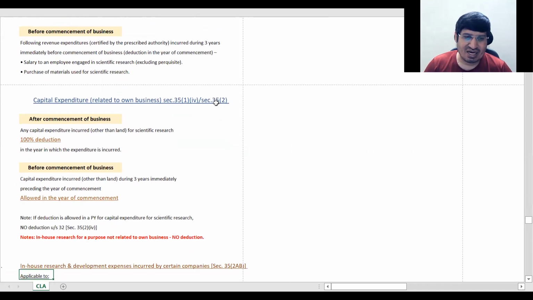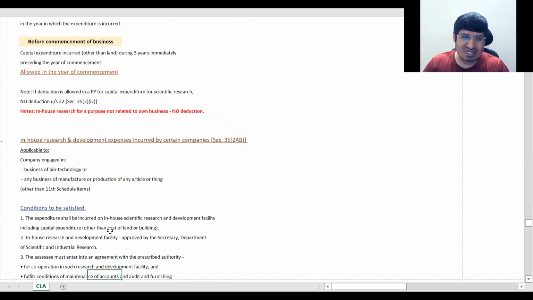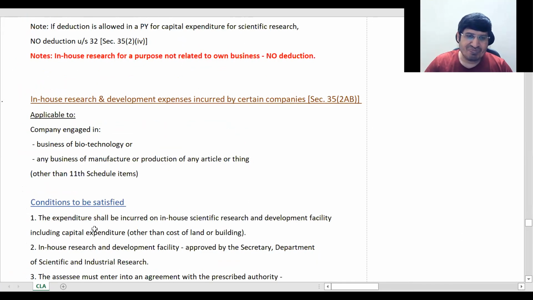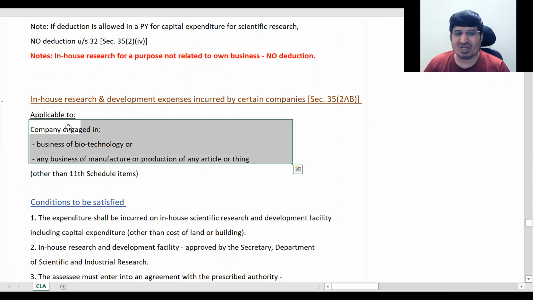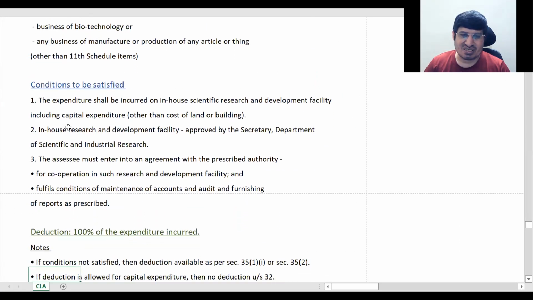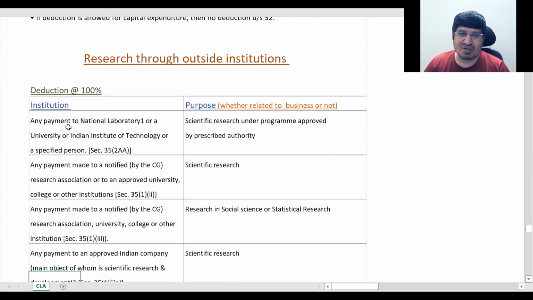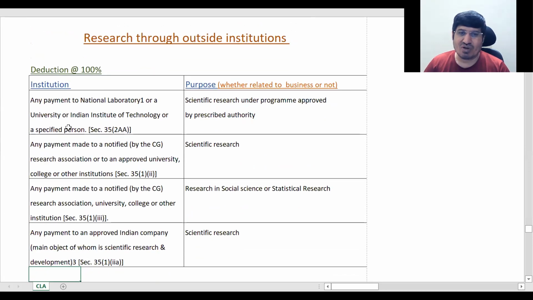Okay. And after this was completed, we saw one specialized section for the same thing in-house, but it was only for companies engaged in the business of biotechnology or any business of manufacture or production of particular things. Only for these two category of companies. Okay, there is one special section for them. Okay, and these were the conditions, and if they fulfill it, they'll get 100% deduction. That completes your in-house research. Now we are going to outside institutions. This is pretty straightforward. Okay, अभी यानी ये बहुत ही सीधा सीधा है.